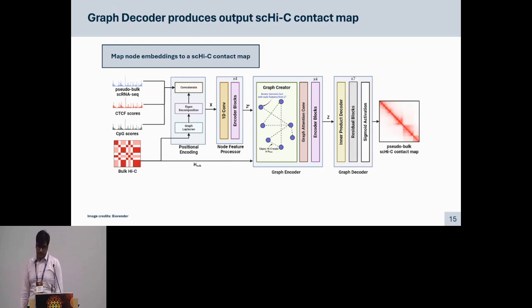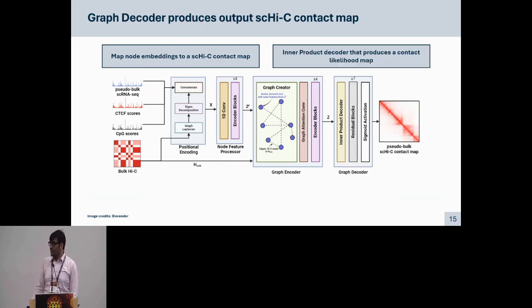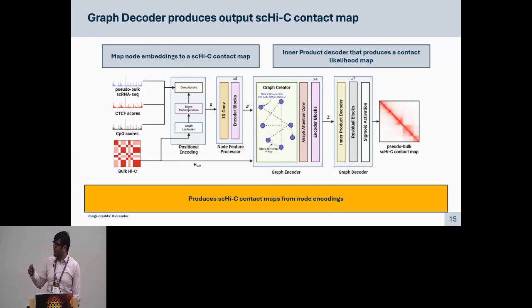The last component is the graph decoder that maps these node embeddings from the graph encoder to our final single cell Hi-C contact map. It does so by first taking an inner product between all of the node features to acquire a contact likelihood map, and then we apply 7 stacked residual convolution blocks to finally map this contact likelihood map to our final single cell Hi-C predicted contact map.